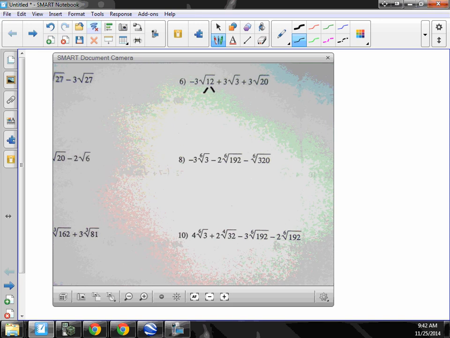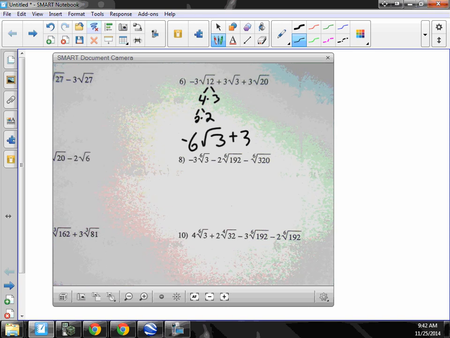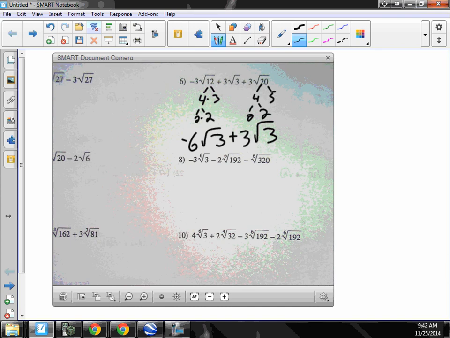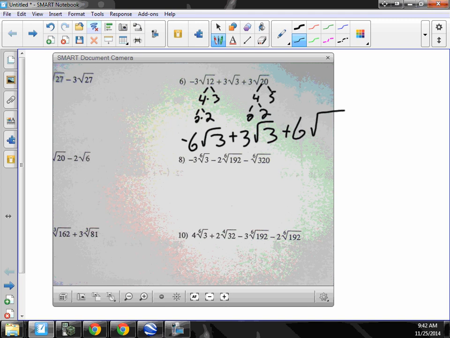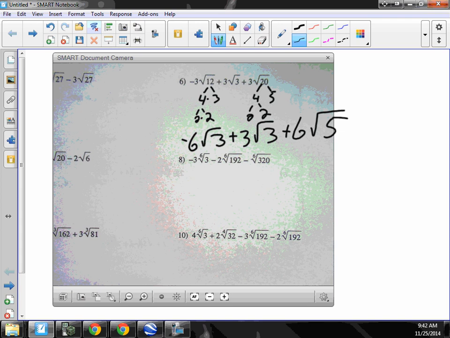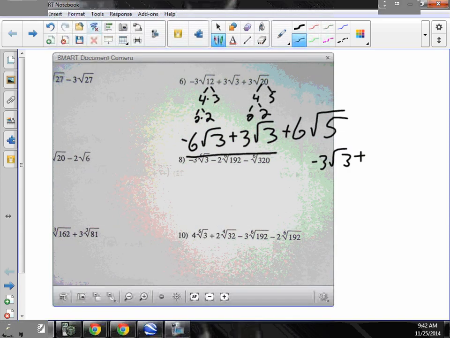So 12 is 4 times 3, which is 2 times 2. Can I bring anything out? 2, which turns it into negative 6 root 3 plus 3 root 3. 20 is 4 and 5, 2 and 2. What is that going to turn into? Plus 6 root 5. Can I combine any of those? The first two become negative 3 root 3 plus 6 root 5.